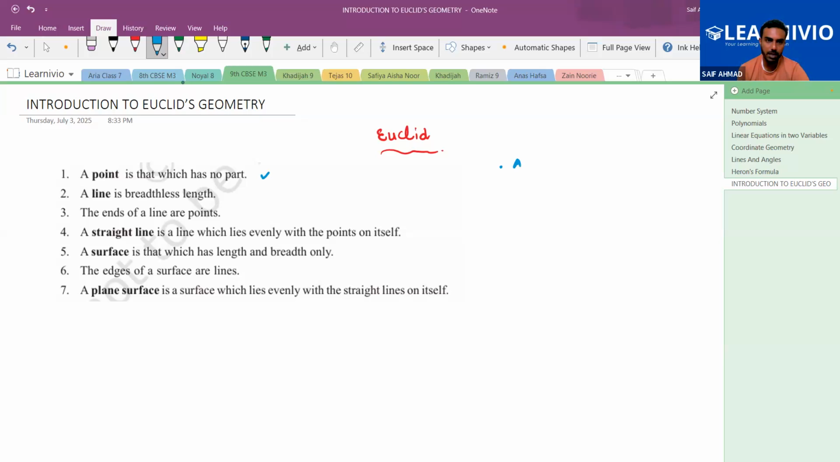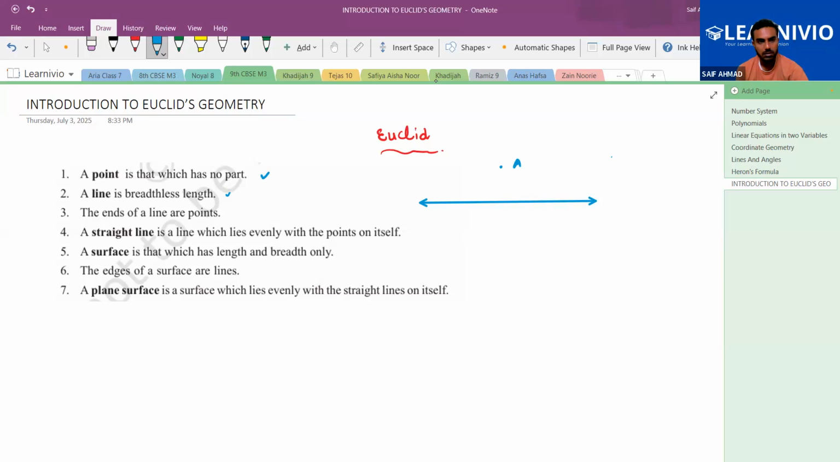Number two: a line is breadthless length. The line has no breadth, only length. This is the line. There is no ending point of a line, and a line has breadthless length. There is no defined length of a line. Understood, Aswan? Yes, sir.